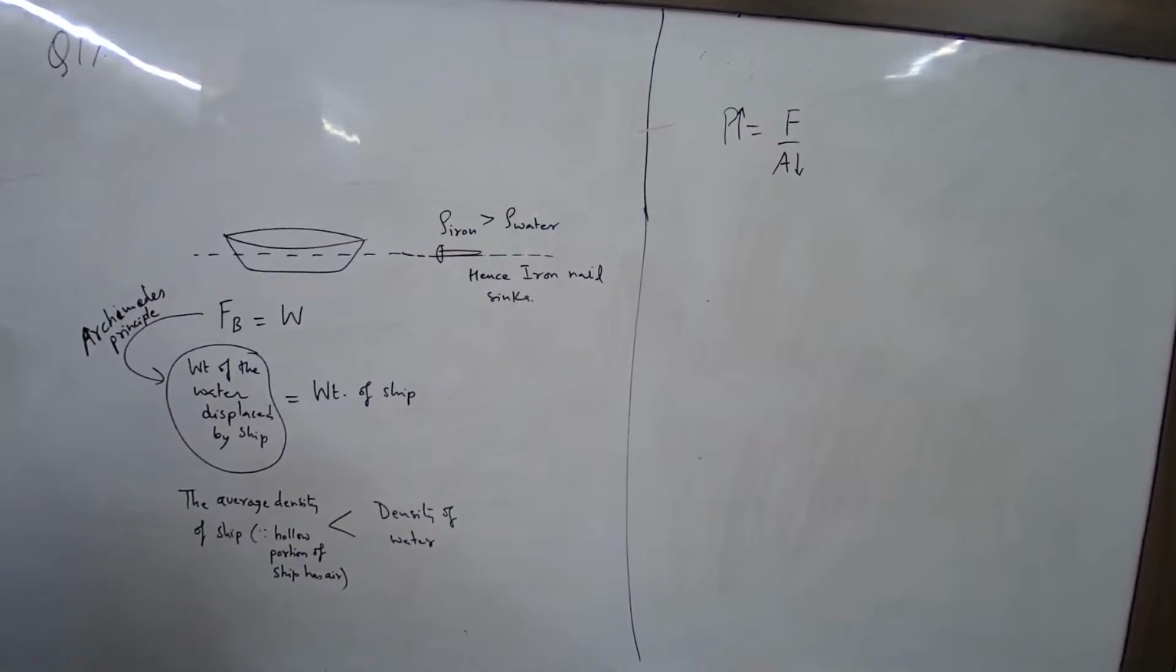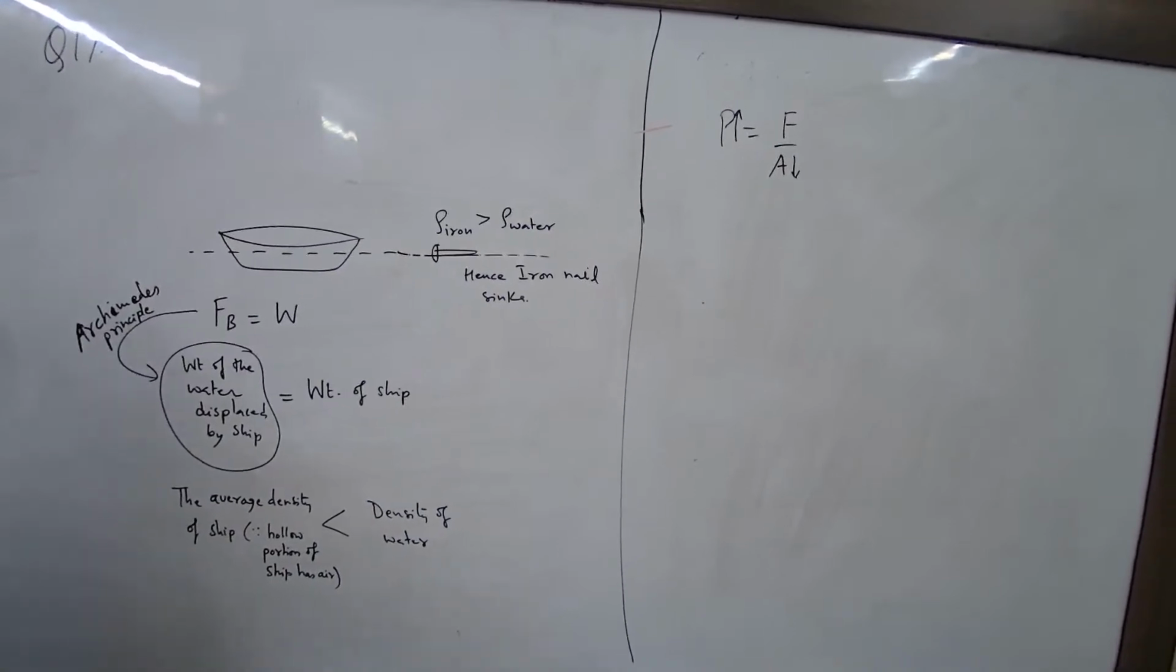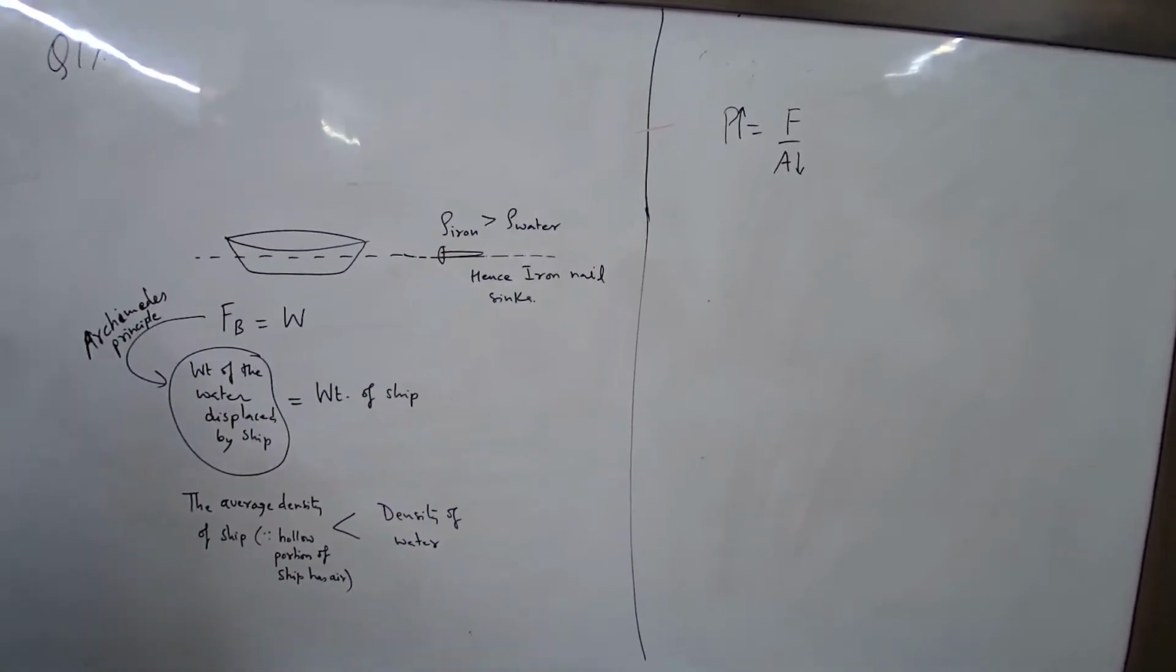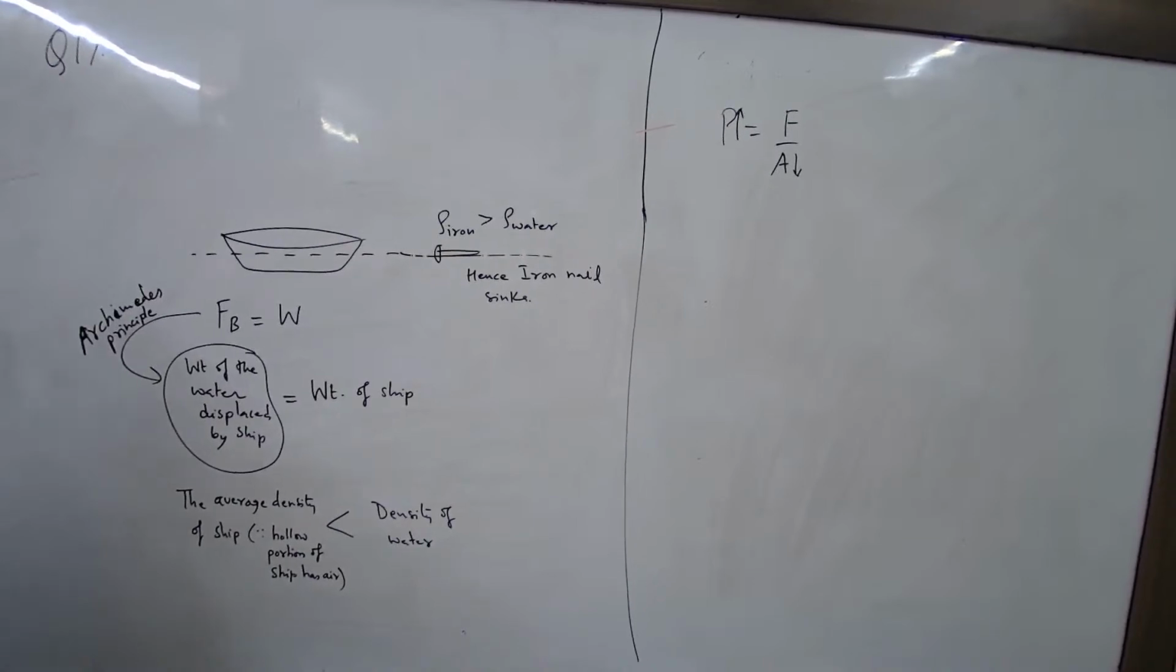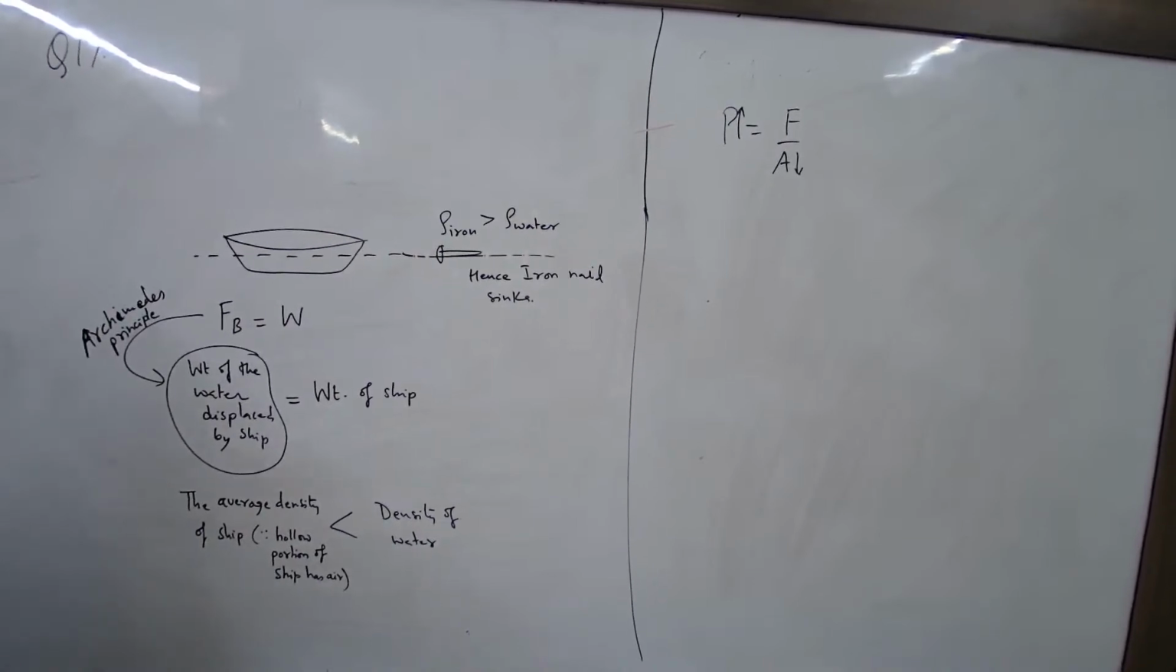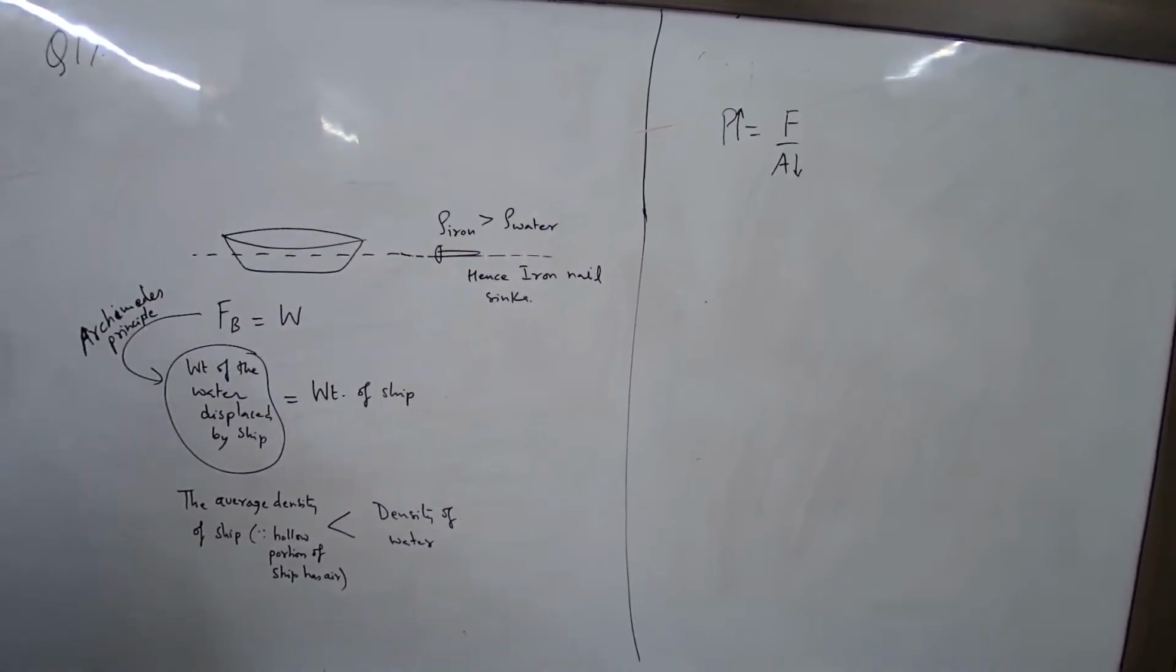So what is meant by buoyancy? We know that. Why does an object float or sink when placed on the surface of water? If the object has density less than water, it will float. If it has density more than water, it will sink.